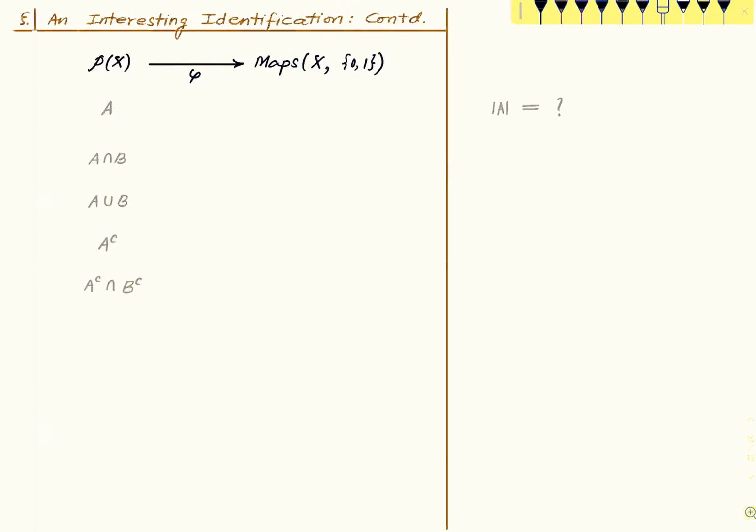Okay. So now we will get back to our identification. So this was our bijective map, which takes a subset to its indicator. That we can rewrite. It takes a subset to its indicator. What happens to A intersection B? What happens to this?